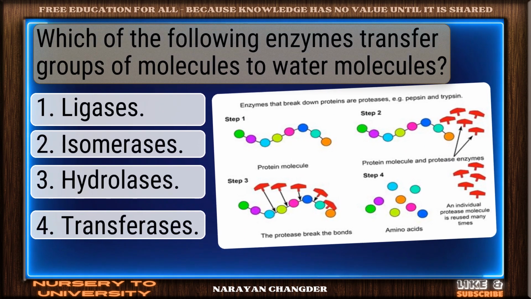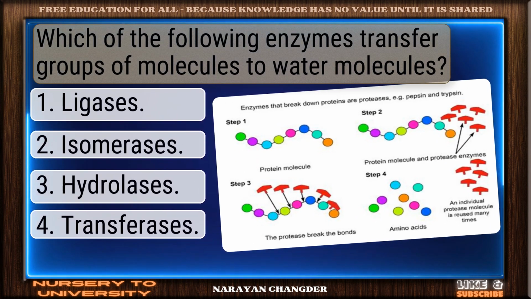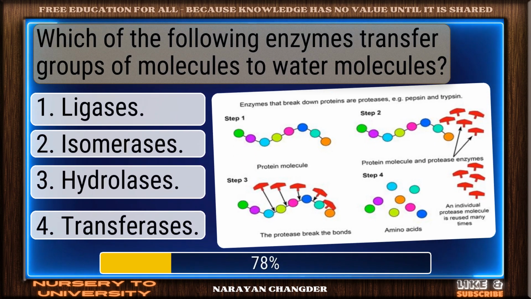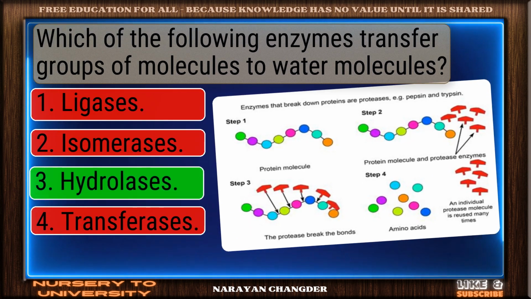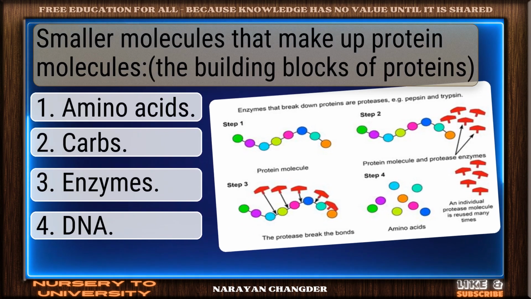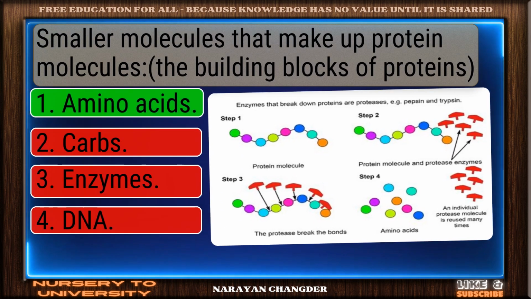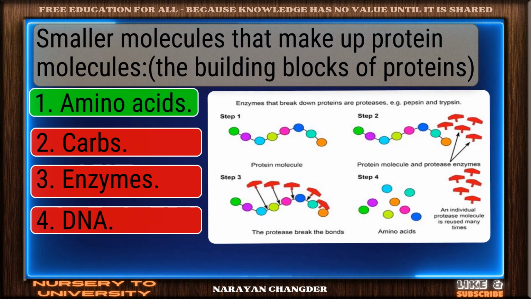Which of the following enzymes transfer groups of molecules to water molecules? Well reasoned. Hydrolases is correct. Smaller molecules that make up protein molecules. Clear logic. Amino acids is sound.